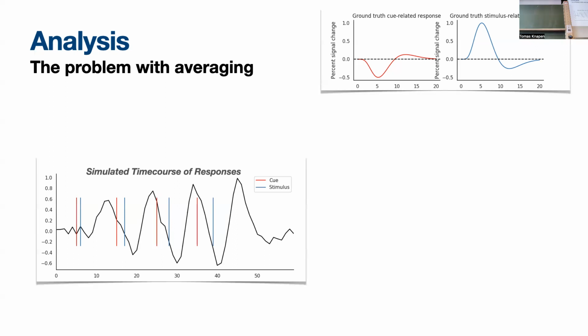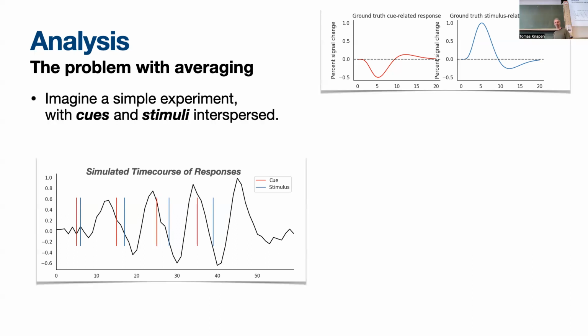And this is what we want to find out, right? If we have a voxel that we're recording this from, how can we analyze this? So this is a very simple experiment. These two different types of events are interspersed and they happen at different moments in time. Here the cue is right before the stimulus. Here it's a couple of seconds removed. There's this delay that's variable.